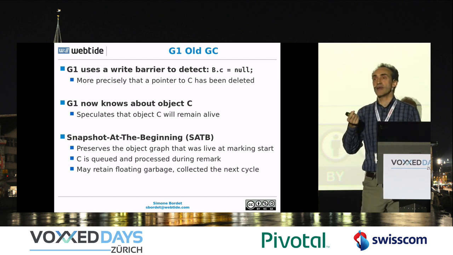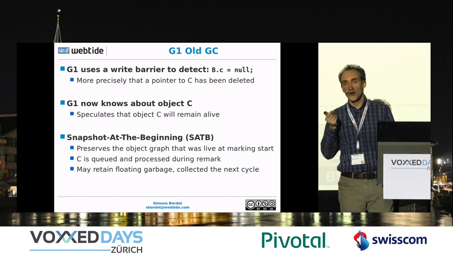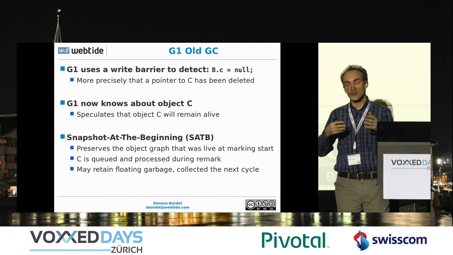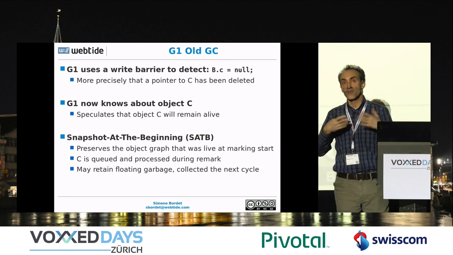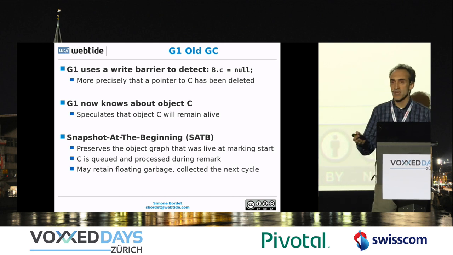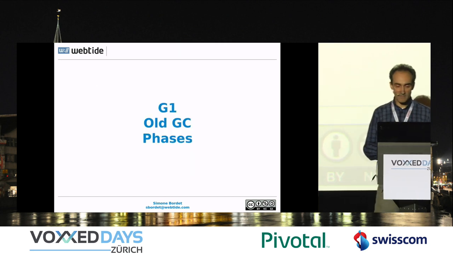However, this gives you a hint that G1 works really well when it has more space than strictly needed for your objects or for your application to write. Exactly for this reason, because it could happen that floating garbage remains there, all right? So with a little bit more space, G1 works better.